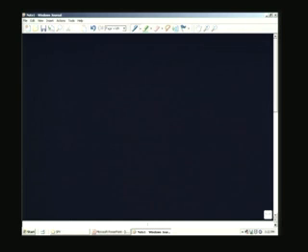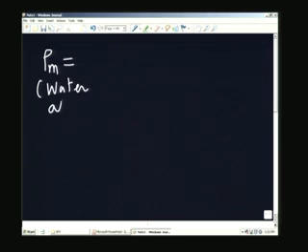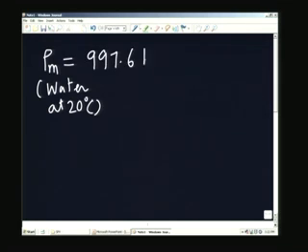calculation. So, we are given some of the things, the density of the manometer liquid, this is water at 20 degrees. So, we have to go to a handbook which gives the density of water, and I have taken the value as 997.6 kg per cubic meter.